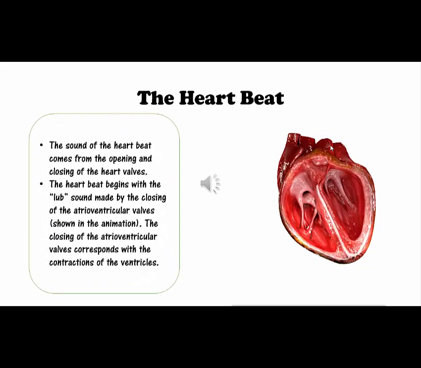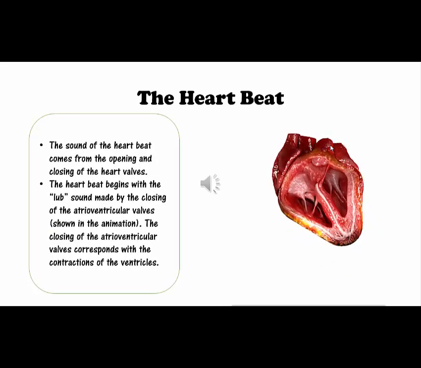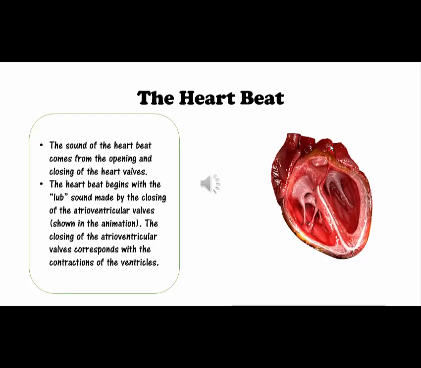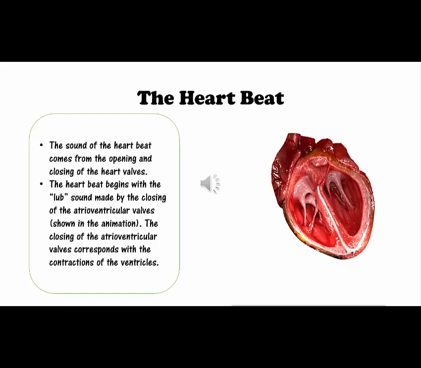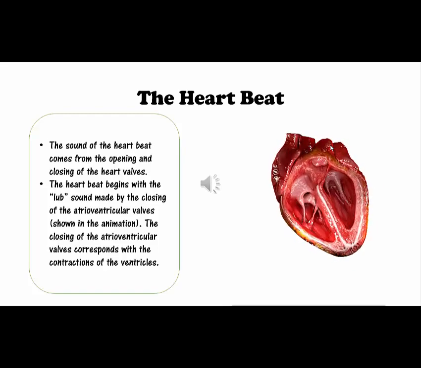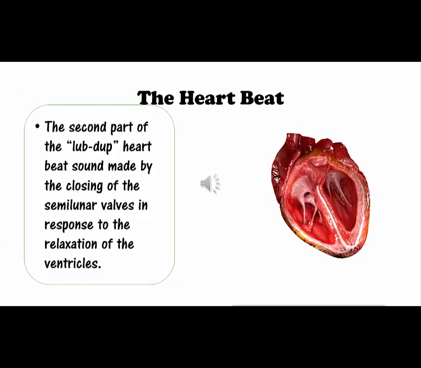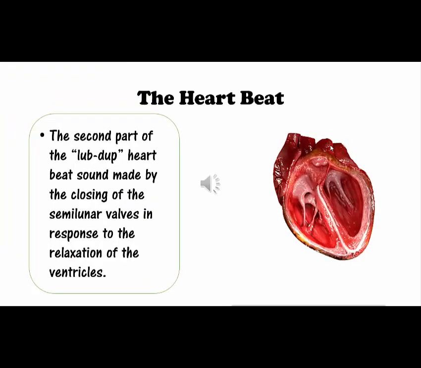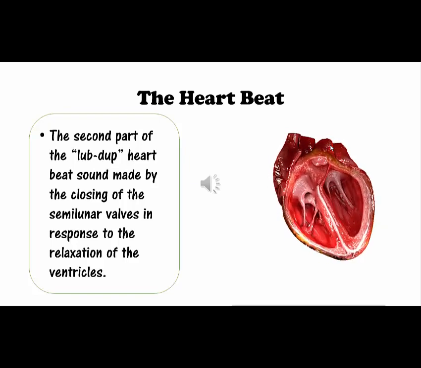The sound of the heartbeat comes from the opening and closing of the heart valves. The heartbeat begins with the lub sound, made by the closing of the atrioventricular valves that are shown here in the animation. The closing of the atrioventricular valves corresponds with the contractions of the ventricles. The second part of the lub-dub heartbeat sound is made by the closing of the semilunar valves in response to the relaxation of the ventricles.